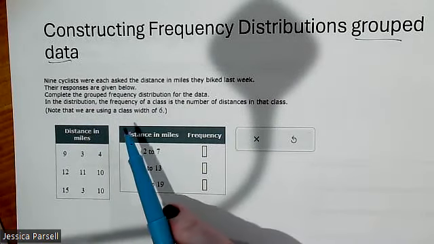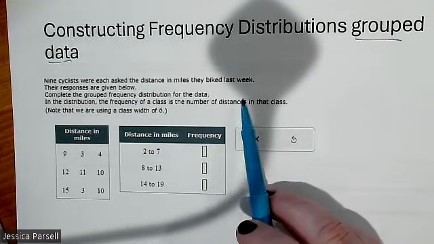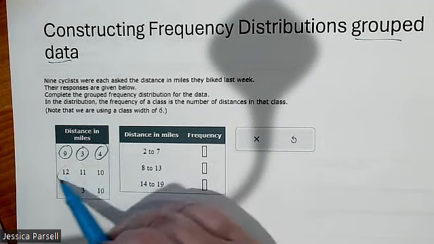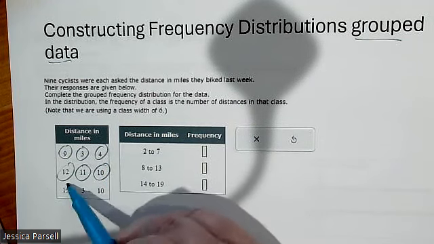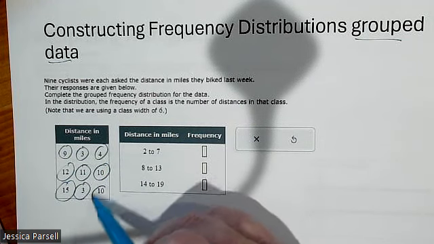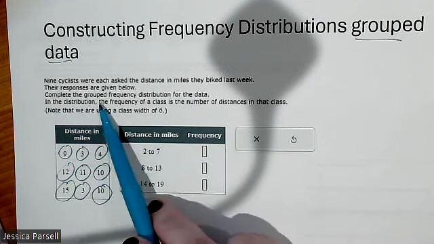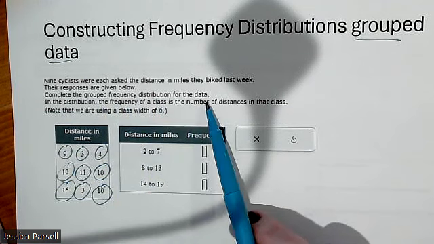Nine cyclists were each asked the distance in miles they biked each week. So I'm assuming these are their responses. These are nine cyclists telling us how many miles they biked every week, or last week. So here are the nine responses. Complete the group frequency distribution for the data.